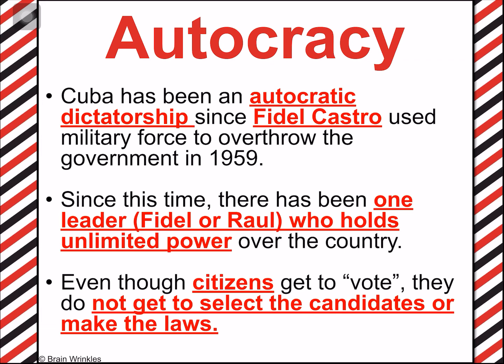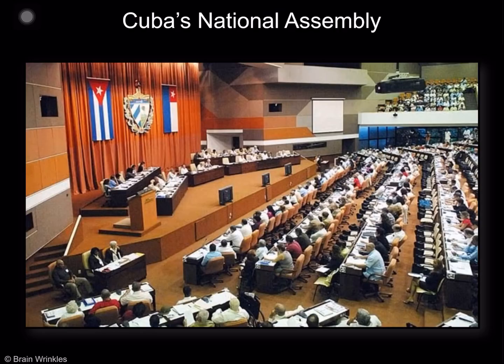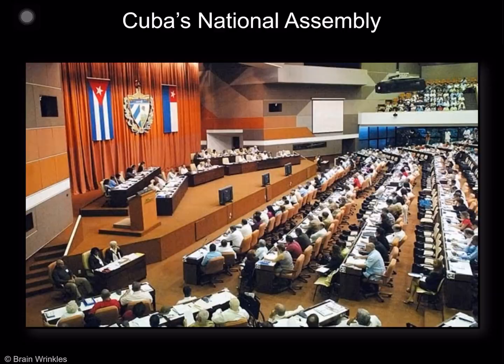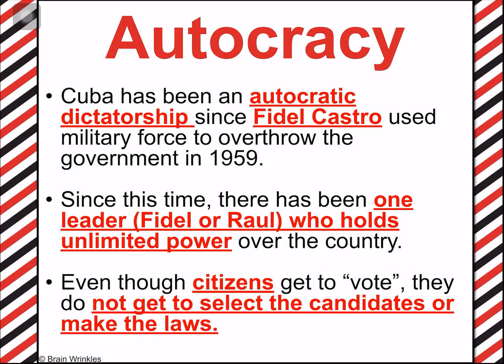Since Fidel Castro used military force to overthrow the government in 1959. So in 1959, Fidel Castro goes in and uses military force to overthrow the government and was in power for many, many years. So since that time, there's only been one leader, Fidel Castro or his brother Raul, who was the former president. That's Raul, that's Fidel's brother.